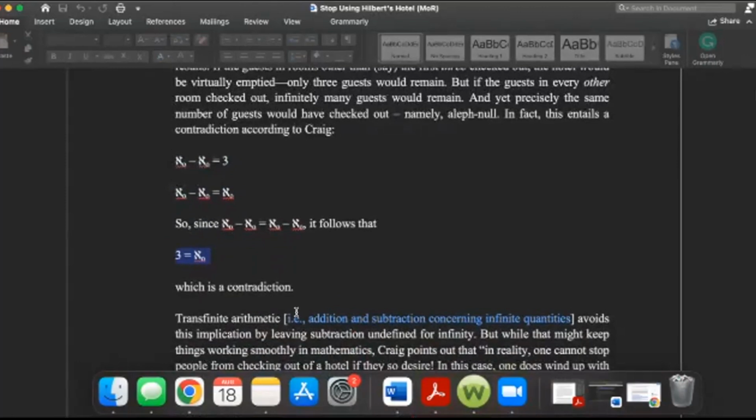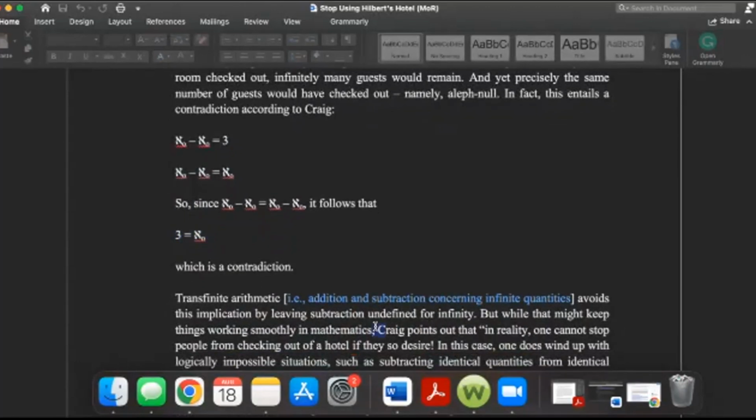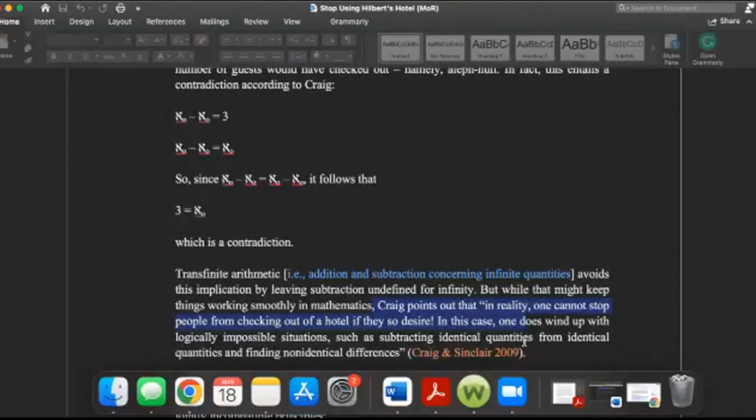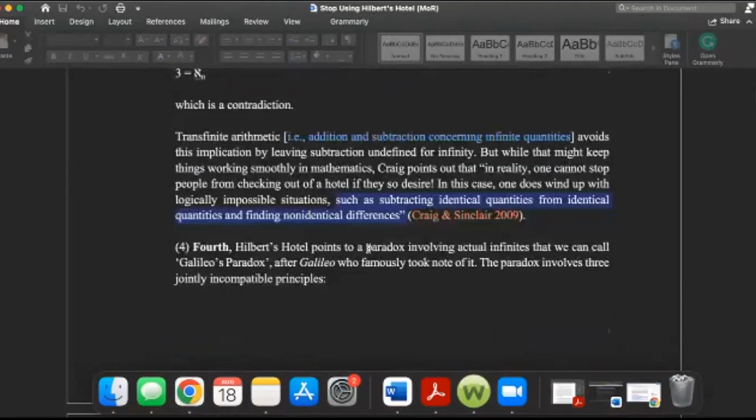Transfinite arithmetic, that is, addition and subtraction concerning infinite quantities, avoids this contradiction by leaving subtraction undefined for infinity. But while that might keep things working smoothly in mathematics, Craig points out that in reality, one cannot stop people from checking out of a hotel if they so desire. In this case, one does wind up with logically impossible situations, says Craig, such as subtracting identical quantities from identical quantities and finding non-identical differences. So that's a third allegedly absurd aspect of Hilbert's hotel.